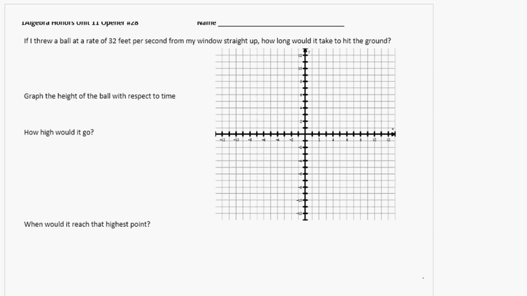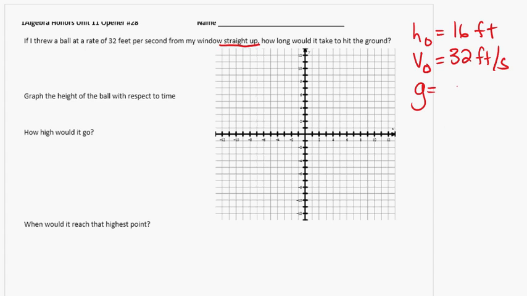Alright, so number 28. If I threw a ball at a rate of 32 feet per second straight up from my window, how long would it take to hit the ground? Remember, h of 0 is 16 feet because that's what we said my window height was about. We're throwing it straight up, so it's positive, not negative, 32 feet per second. Our measurements are in feet, so gravity is also 32 feet per second squared. And that should be enough for me to figure out a lot of information.